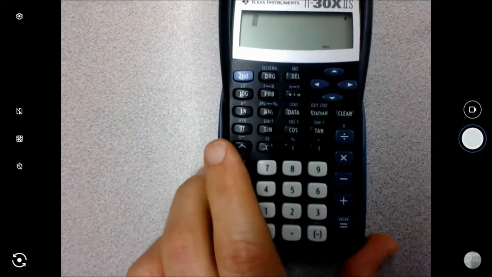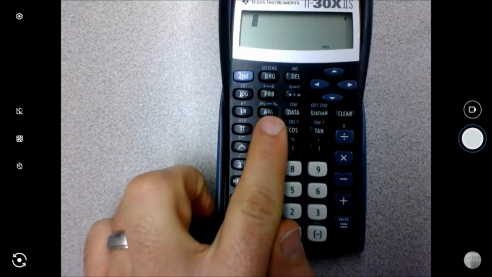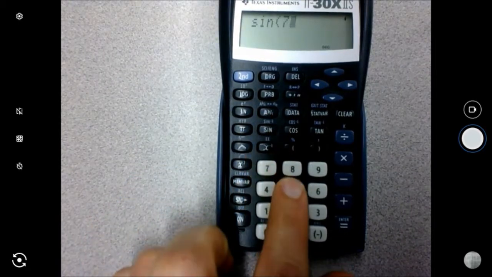Okay, so let's talk about how to evaluate these. Let's find sine of 75. On my calculator, I'm just typing the sine button and then typing 75 and getting an answer. We'll talk about how to use this in a little bit. I'm just typing a number, getting an answer.